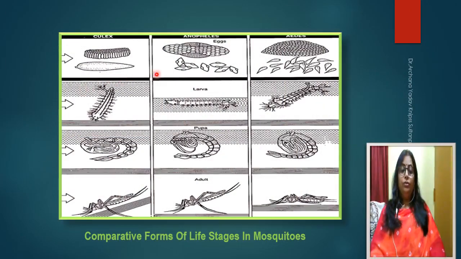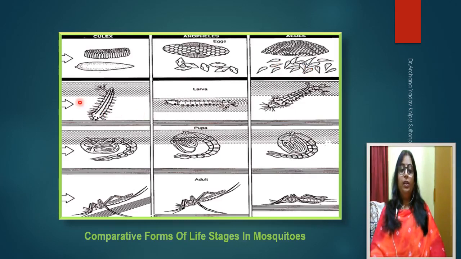Here you show the comparative form of life stages in mosquitoes. In Culex, the eggs are shown in a bunch form or as single units. Here the egg is shown in a single way, and lateral side floaters are placed, and these are Aedes. These are also in a single, separate way.